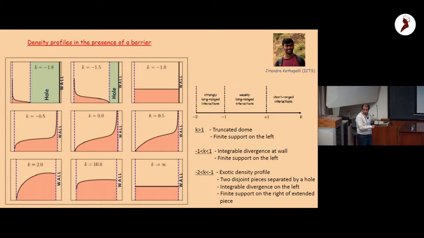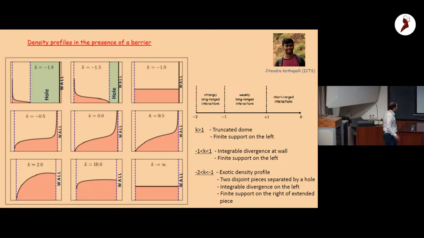So for example, here you see in k equal to 2, the left edge is pushed. The left, because the total number should still be conserved. So the left edge is also pushed. And here you see it's not only a hole, but you also have an integral divergence on the other side. Okay. So these are the density profiles in the presence of a wall.